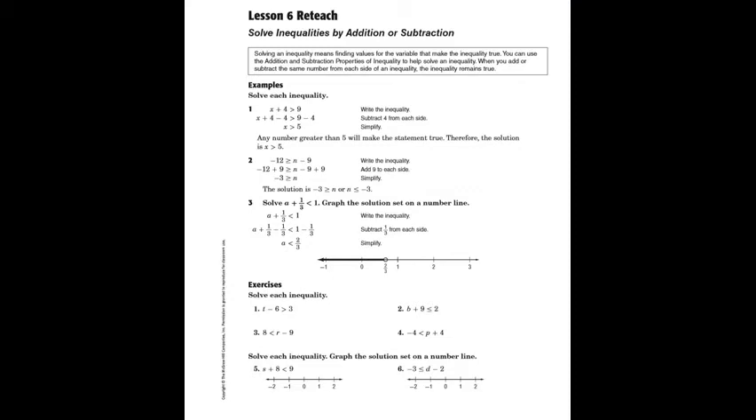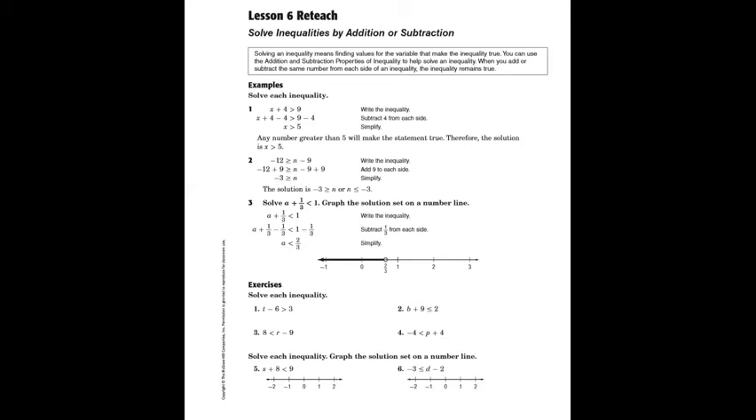Solve inequalities by addition or subtraction. Solving an inequality means finding values for the variable that make the inequality true. You can use the addition and subtraction properties of inequality to help solve an inequality. When you add or subtract the same number from each side of an inequality, the inequality remains true. Let's go through the 3 examples listed here.